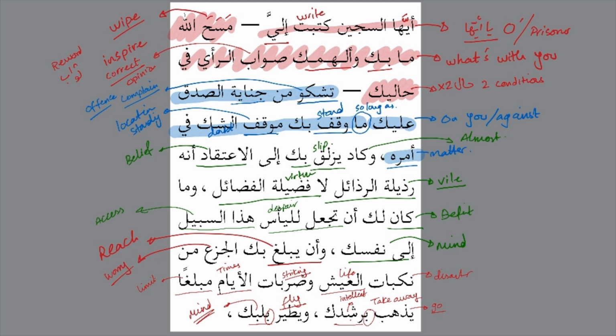Okay, next. وكاد يزلق بك إلى الاعتقاد أنه رذيلة الرذائل ولا فضيلة الفضائل. This is a nice one as well. زلق, شيطان زلق بزيد الشيطان إلى الاعتقاد أن الإحسان إلى الآخرين رذيلة من الرذائل لا فضيلة من الفضائل. زلق الطالب بطالب آخر إلى الاعتقاد أن كثرة المطالعة رذيلة من الرذائل لا فضيلة من الفضائل.